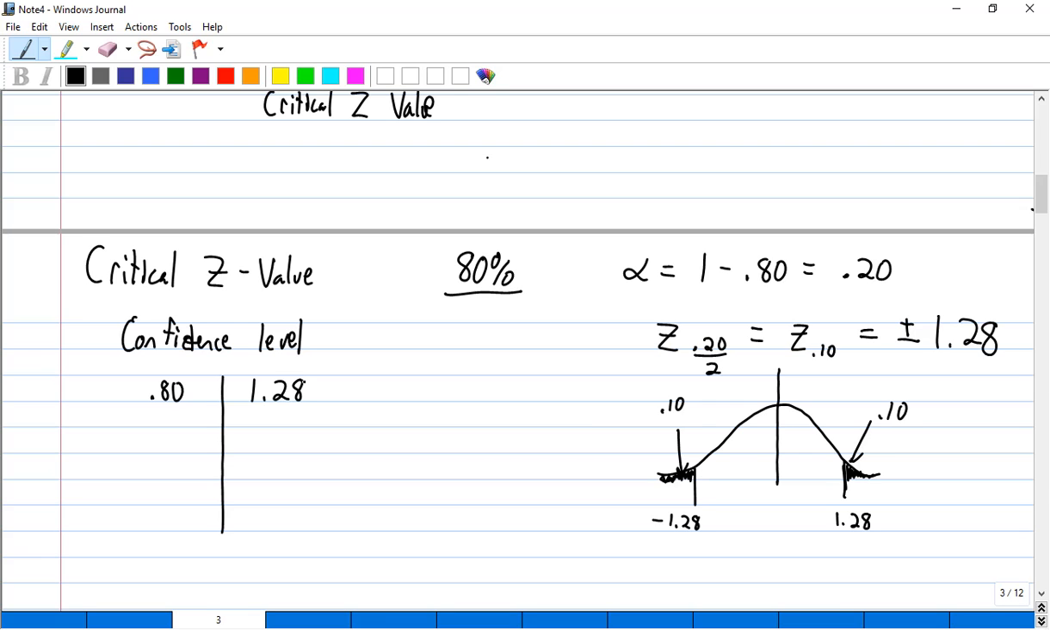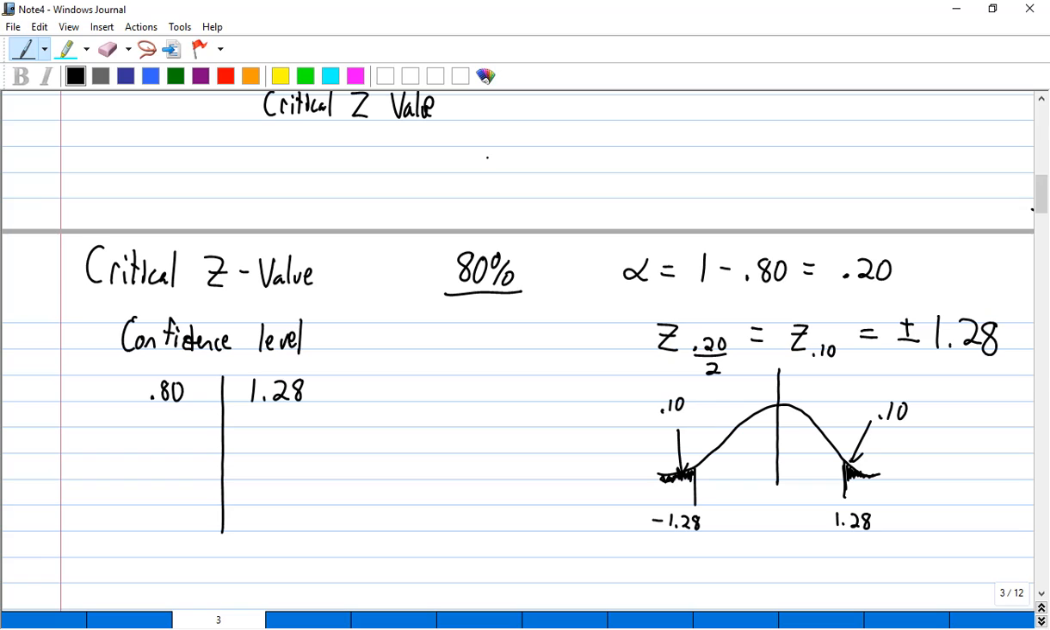Now as far as finding it from the table, it's easier to find the negative one unless you draw this first. And then if I wanted to find the positive one, what would I have to look up an area of? 0.9, right? If you look up 0.90, that would give you a positive 1.28.